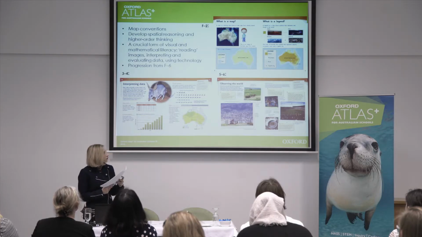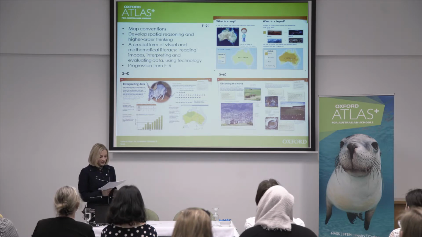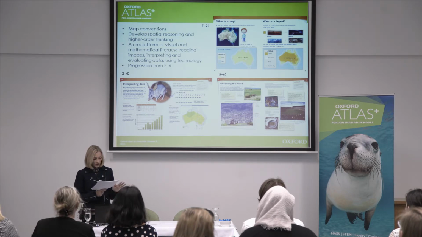So first and foremost, they're atlases, the atlas spreads. The geography element is really front and centre. The mapping skill sections are one of the most loved sections of the print atlases. Kids need to know the mapping conventions, but it goes beyond that and just geographical skills and concepts, because kids are also developing spatial reasoning and higher order thinking. They're learning visual and mathematical literacy. They're reading images, interpreting and evaluating, using technology and other tools to help them access the knowledge and apply the skills.